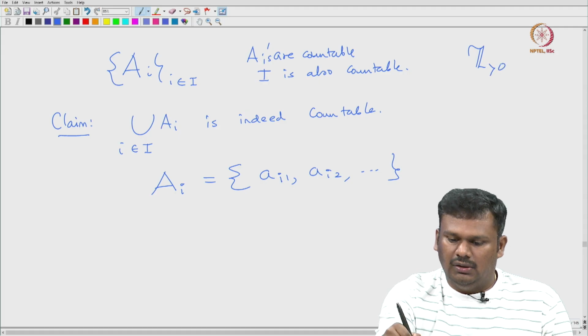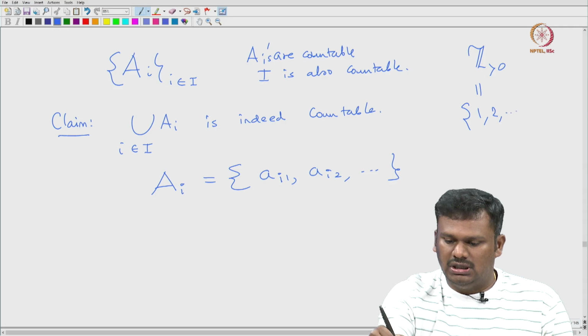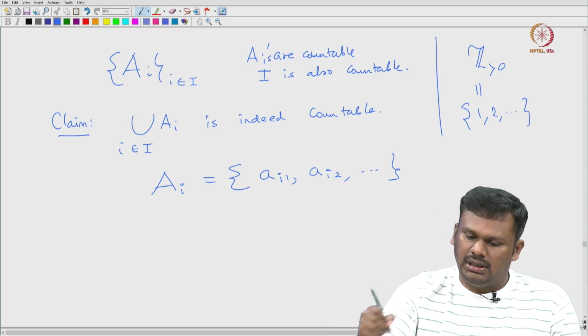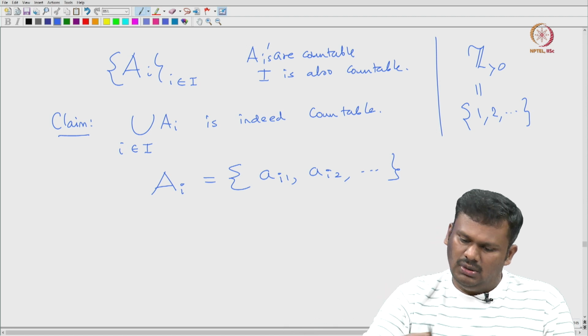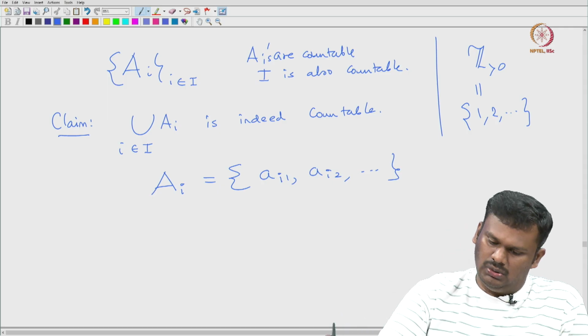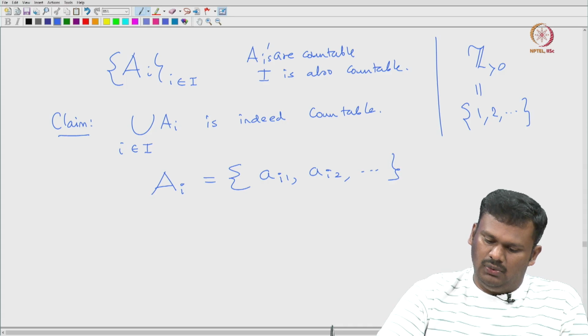which is the set of positive integers, which we list as 1, 2, etc. Usually when you are counting, you always use 1, 2, 3, not 0, 1, 2, 3. So, it is okay to write 1, 2, 3. So, now each I you will be able to list it as AI1 etc.